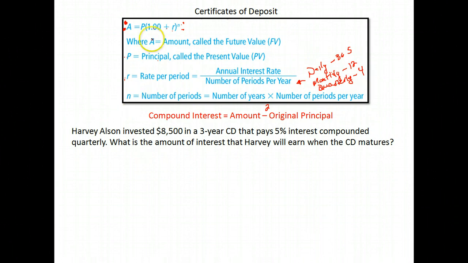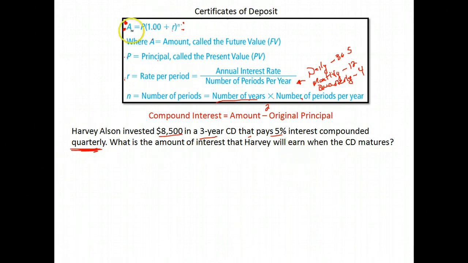Okay. N, the number we raise to the power, is the total number of periods. So that would be the number of years times the number of periods in a year. So for example, if you're doing it monthly for 2 years, you would take 2 years times 12 months in a year, which would be 24 times. So let's try this question out. It says Harvey Olson invested $8,500 in a 3-year CD that pays 5% interest compounded quarterly. What's the amount of interest that Harvey will earn when the CD matures?